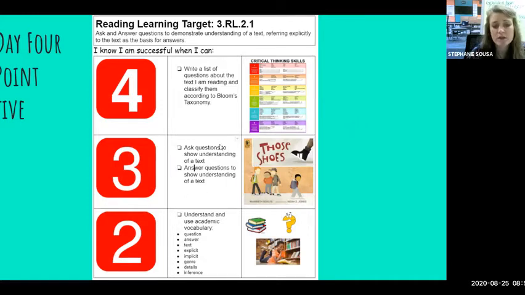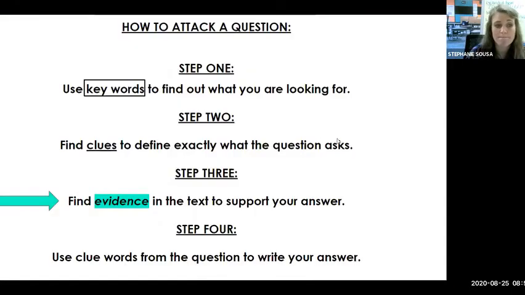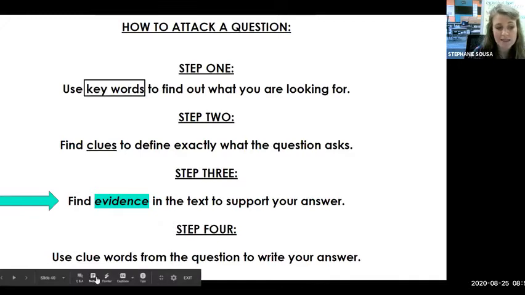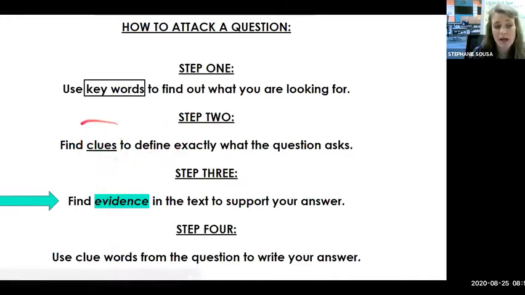Remember, we're specifically working on asking questions to show we understand and answering questions to show we understand, okay? It's this asking questions that I want us to spend some time on so we know what we're asking for, okay? So step one, use keywords. We're going to talk about those a lot today. Step two, use clues. We're going to talk about those a lot today because these two are where we're struggling, okay?